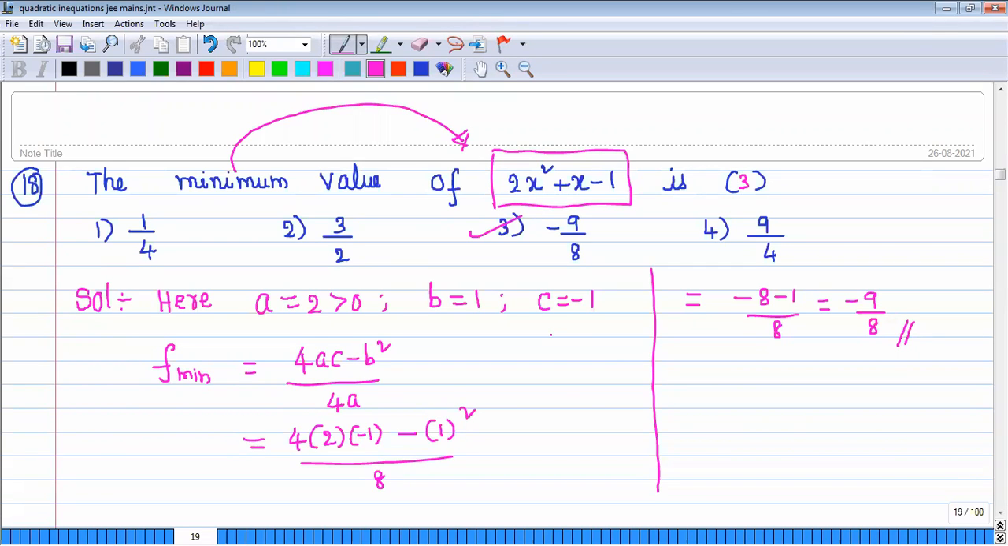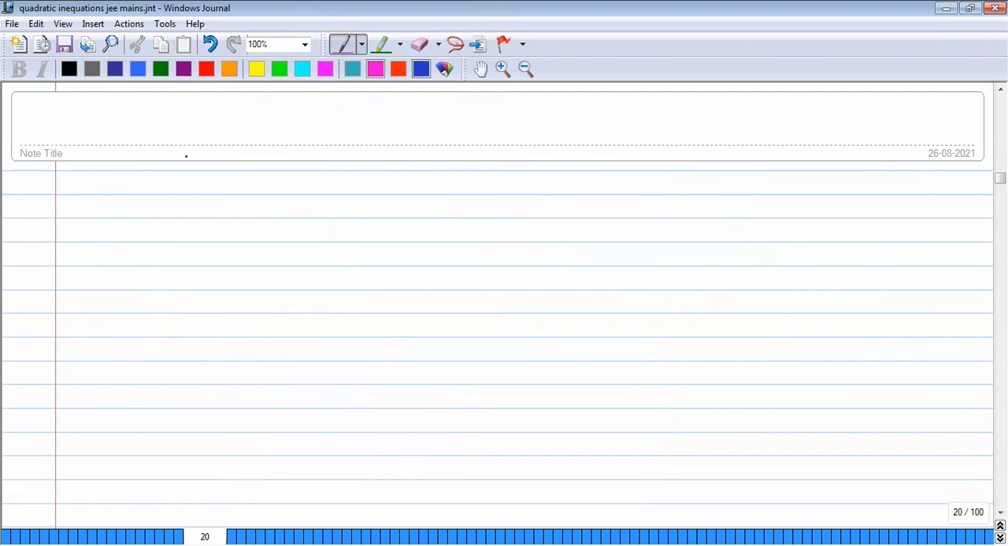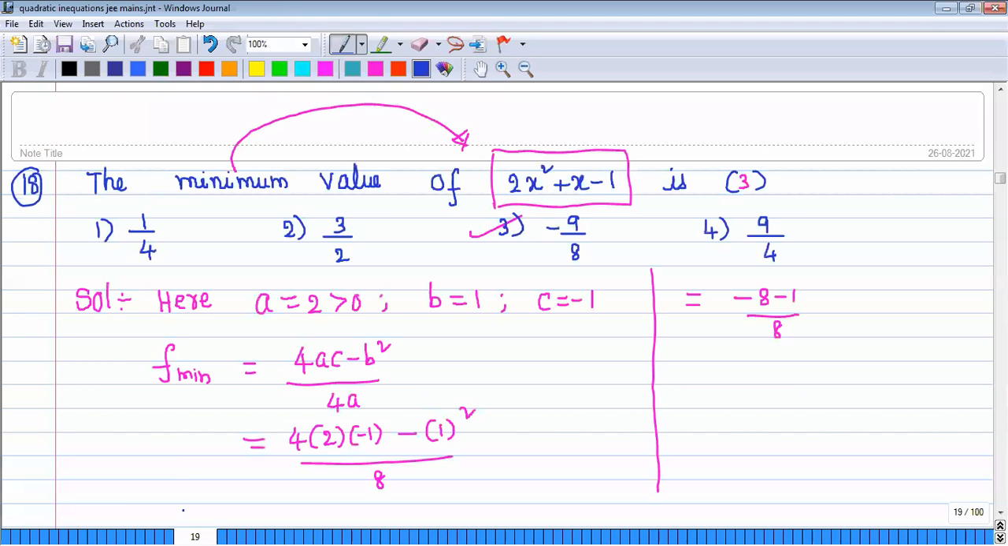But in the examination, the question will be given in a different way, so that we are going to discuss now. You have practiced how to find out the minimum or maximum value of a quadratic expression. Can you show the previous page? Take the screenshot. That's better.